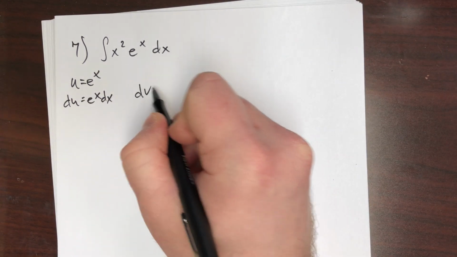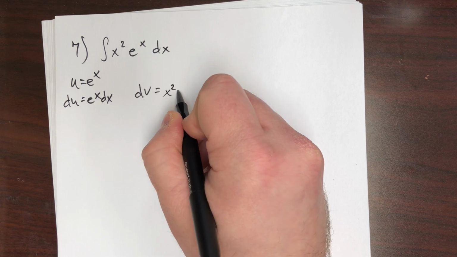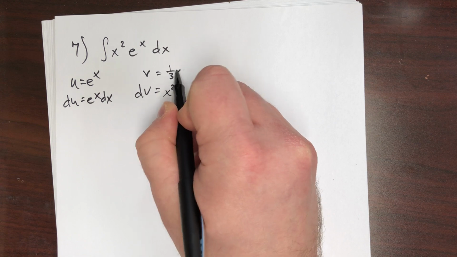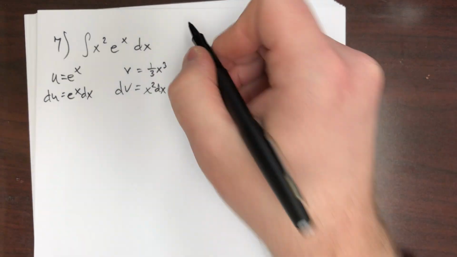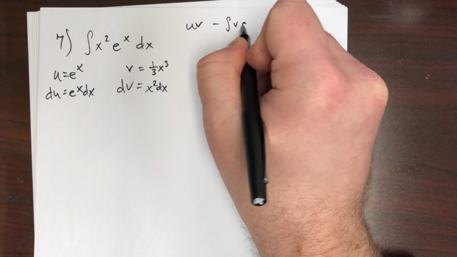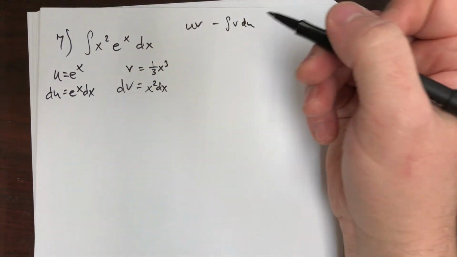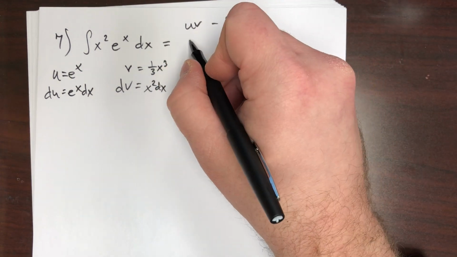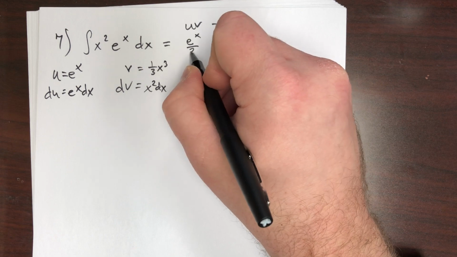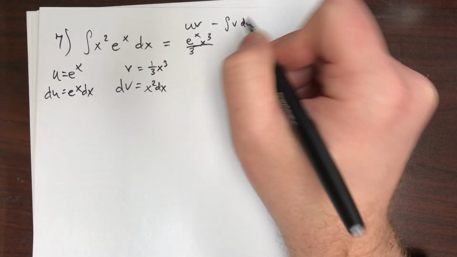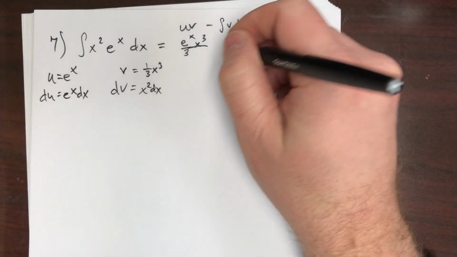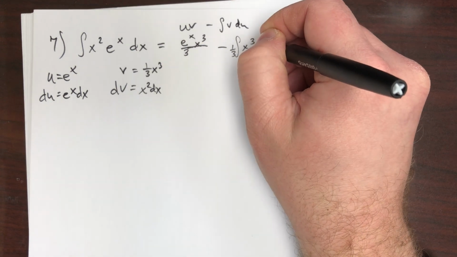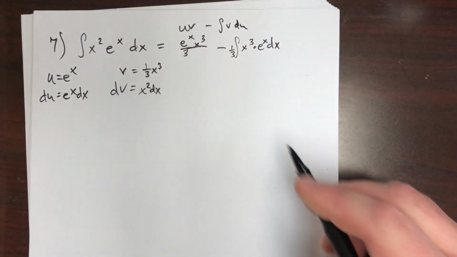Let's say dv is equal to x squared dx. That would make our v the antiderivative of that, so 1/3 x cubed. So if I do our uv minus integral of v du, also writing that every single time you do these problems will help you remember it. uv, let's see, e to the x over 3 times x cubed, right? Yeah, okay. Minus the integral of v du. Wait a minute.